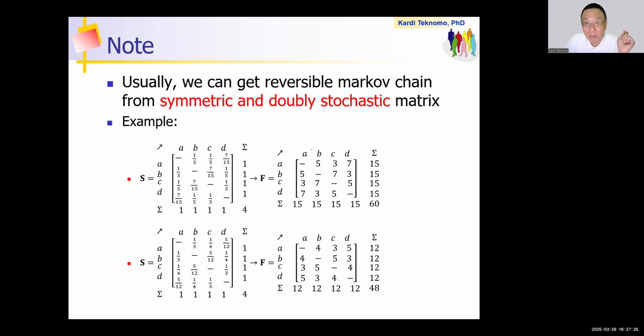Okay. So usually we can get a reversible Markov chain from symmetric and doubly stochastic. When we say doubly stochastic, it means this one: the sum in the rows and the sum in the columns are all one. This is called doubly stochastic. And if this is also symmetric, you will always get a symmetric IF. So this is an example. If you have symmetric and doubly stochastic, you will get a symmetric IF. So in that case, you will get the reversible Markov chain.